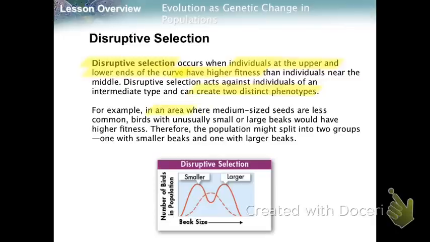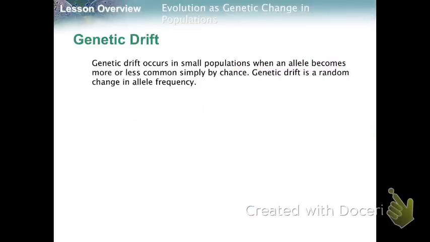So if you have an area, for instance, where medium-sized seeds are less common, then that would select for the birds with small or large beaks. They would have higher fitness, and the population might split into two groups, one with smaller and one with larger. And that's what you see here. So again, the dotted line is what we started out with. Over time, you see selection for smaller and larger beaks. So these are the three different types of natural selection as it applies to polygenic traits.